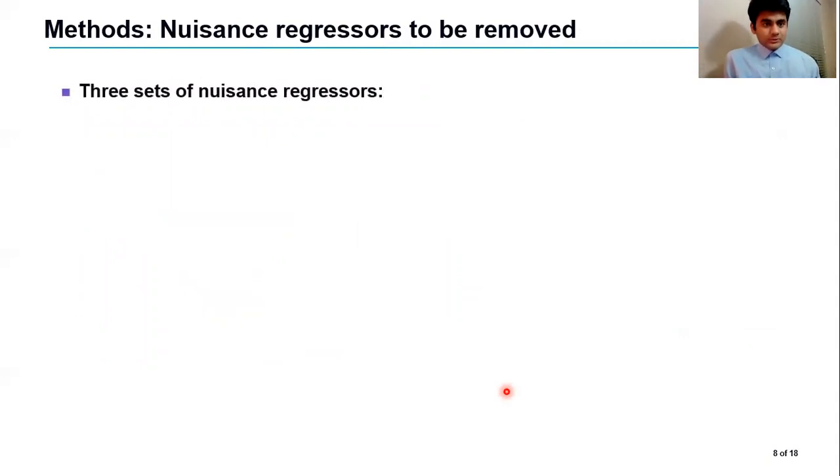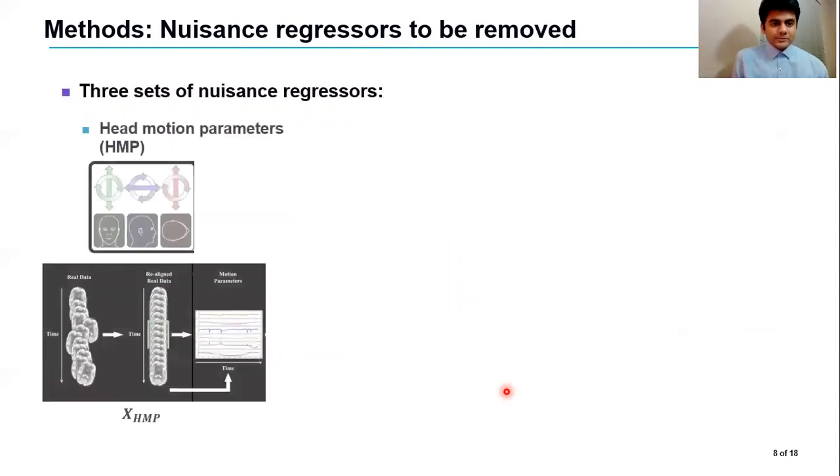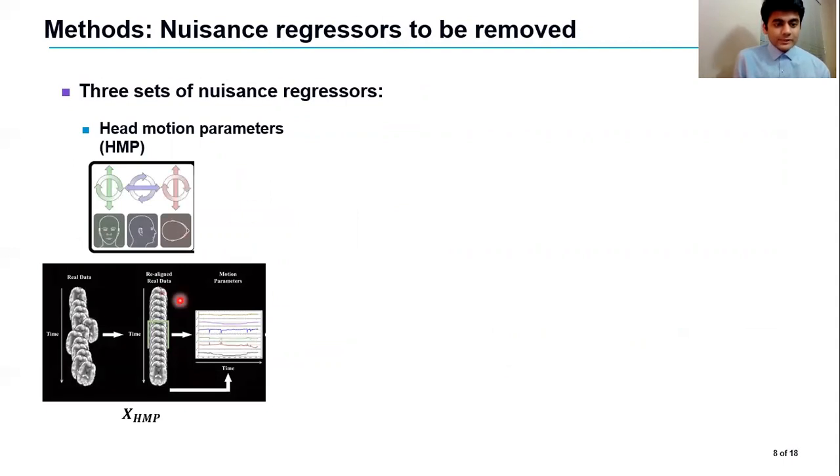We chose to consider 3 sets of nuisance regressors, with the first being the head motion parameters. These are obtained from the affine realignment of the data, and it gives translation in X, Y, and Z, and rotation about X, Y, and Z. And we also compute square and derivative terms for a total of 24 nuisance regressors for the X HMP matrix.